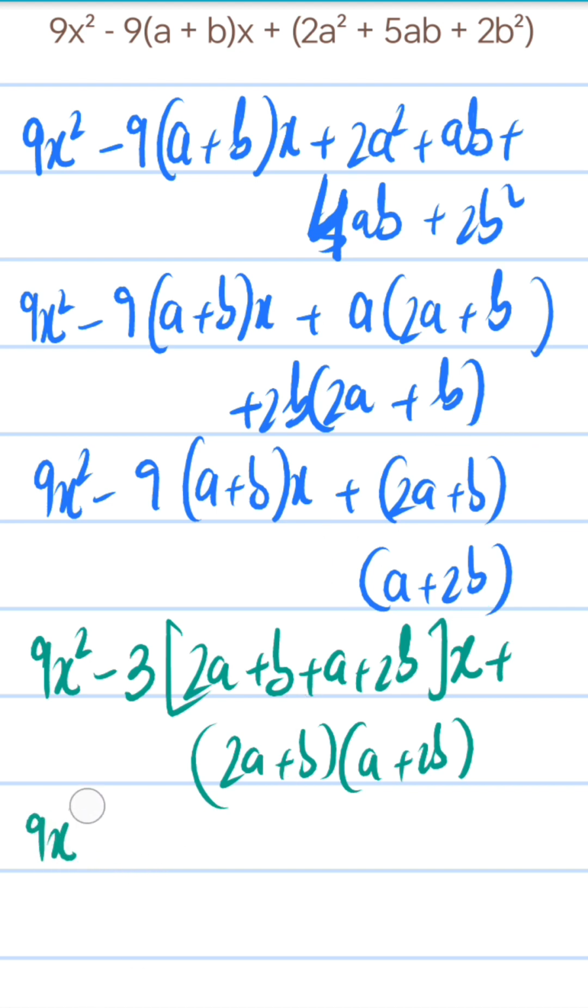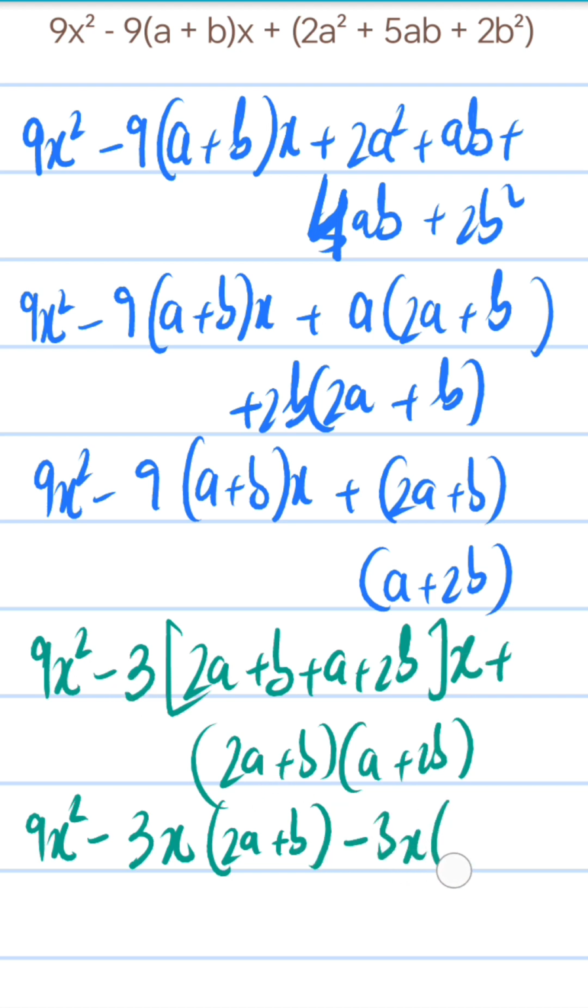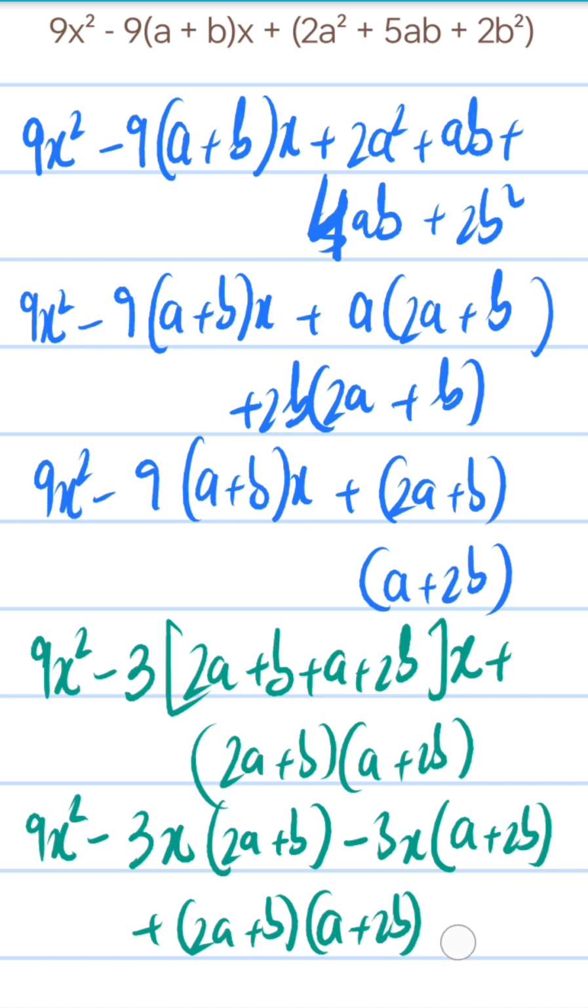9x square minus, now you need to write 3, this x, and the first two terms, 2a plus b, bracket closed. Again you need to copy minus 3, you need to copy x, and now you need to copy the last two terms, which are a plus 2b. Then you have to write the same things, 2a plus b and a plus 2b.